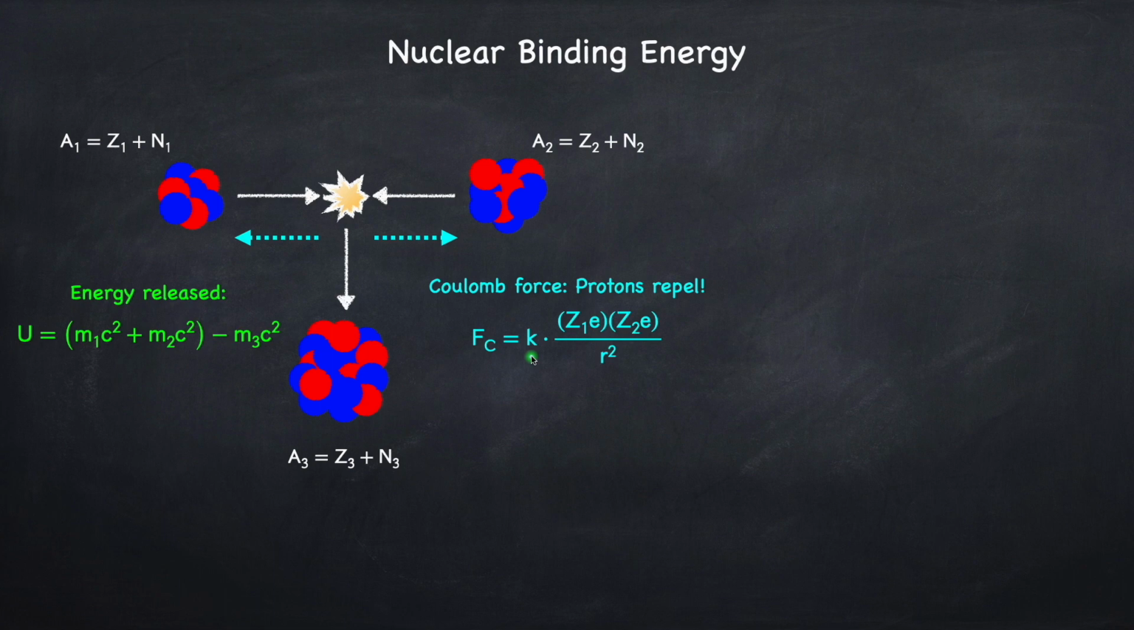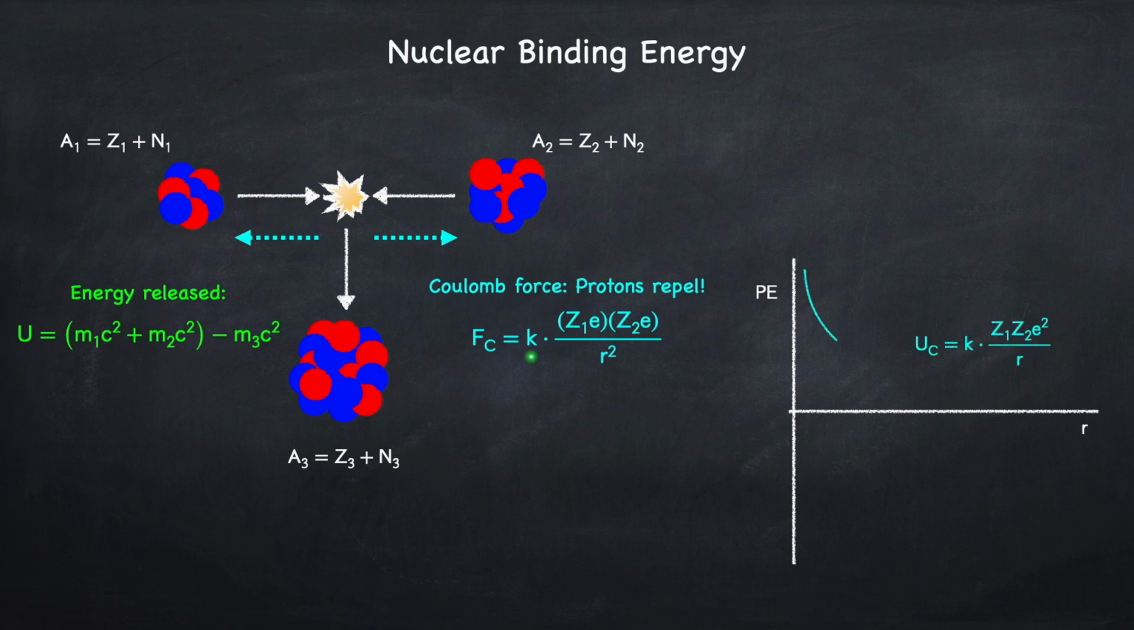It's easier to think of this in terms of energy rather than in terms of forces. So I'm going to plot the potential energy of the nuclear force and the Coulomb force as a function of the distance between the two particles. The potential energy associated to the Coulomb force is almost the same as the Coulomb force itself, except that in the Coulomb force we have a 1 over r squared, and in the energy we have 1 over r.